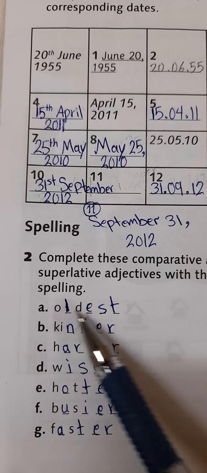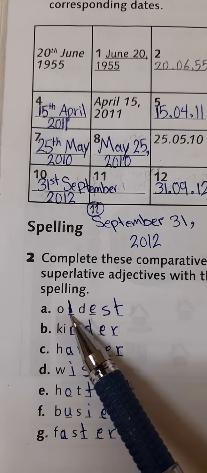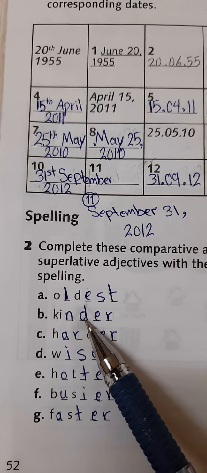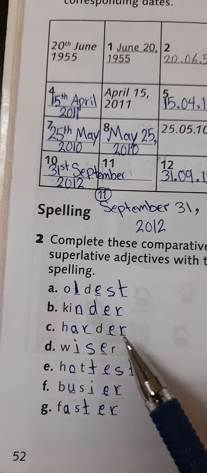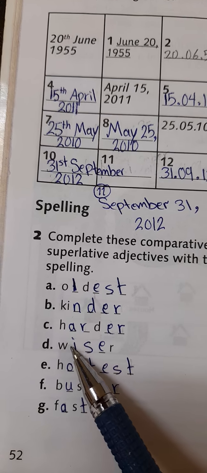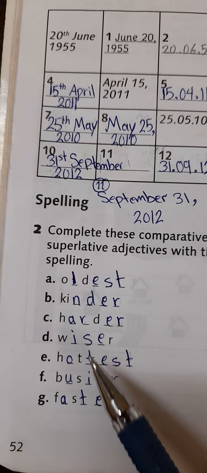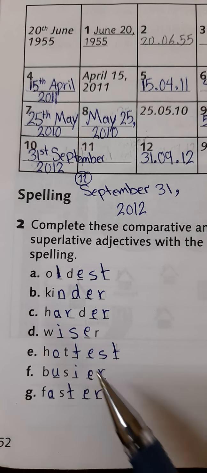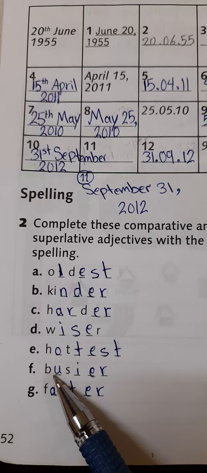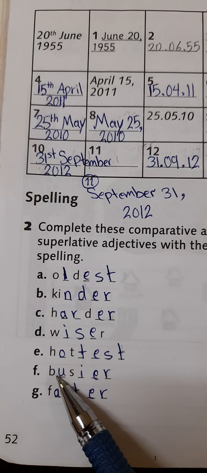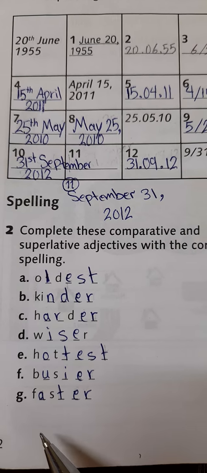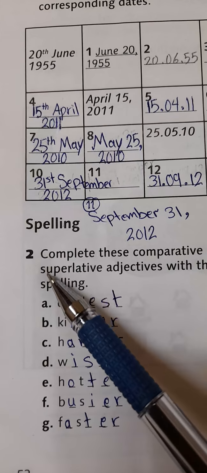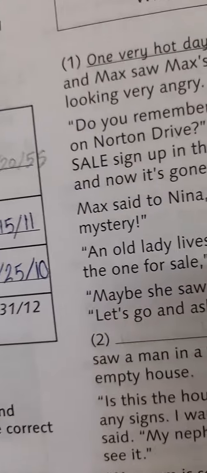So again, old, oldest. This is the superlative of the adjective old. Kind, kinder, the comparative of the adjective kind. Hard, harder, also the comparative of hard. Wise, wiser, the comparative of wise. Hottest, the superlative. And here, busy, busier. Fast, faster. That's all for number 2. Now let's look at exercise number 3.